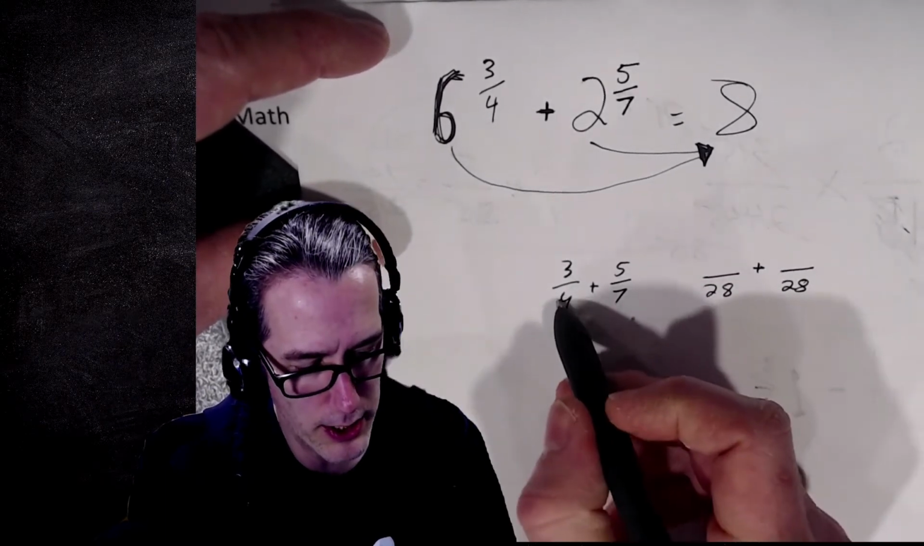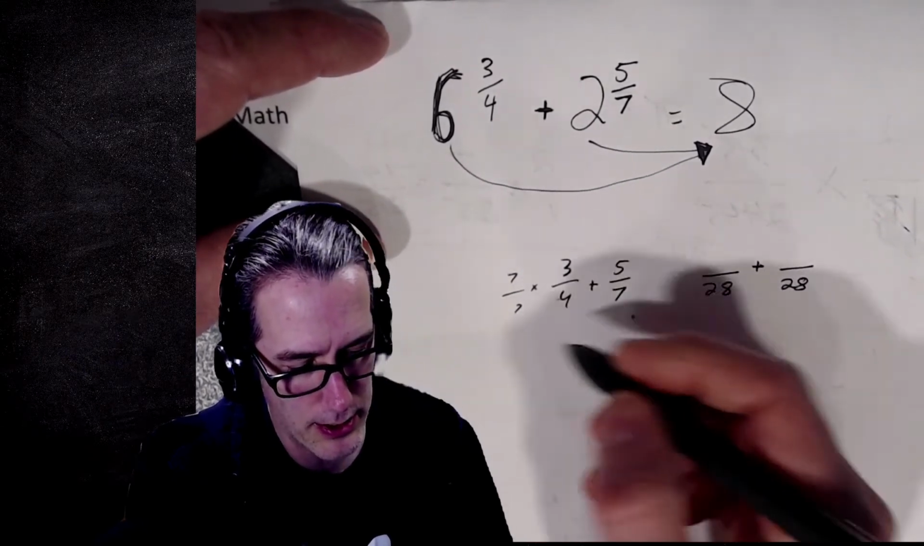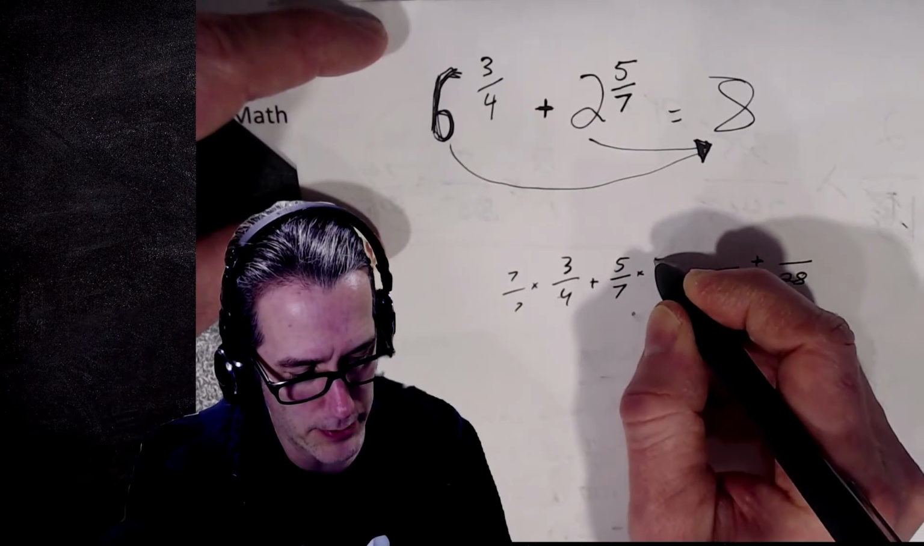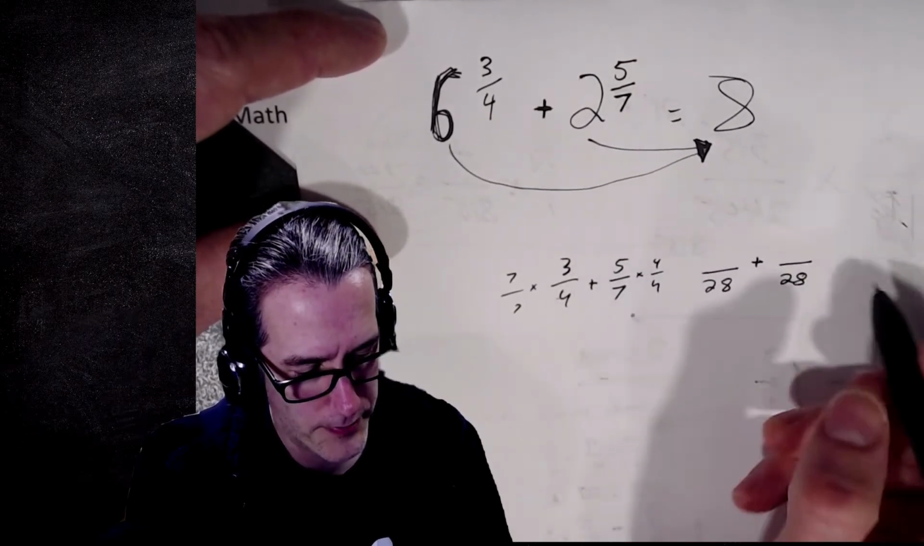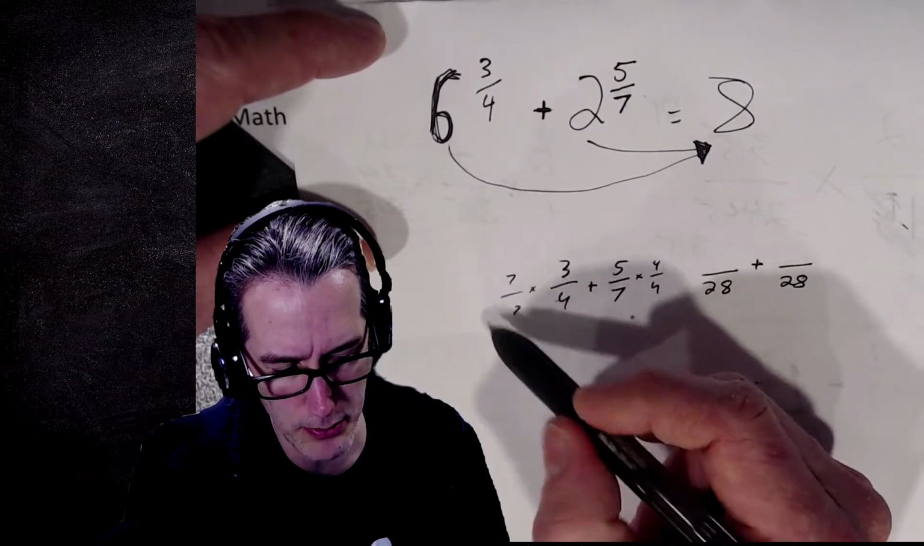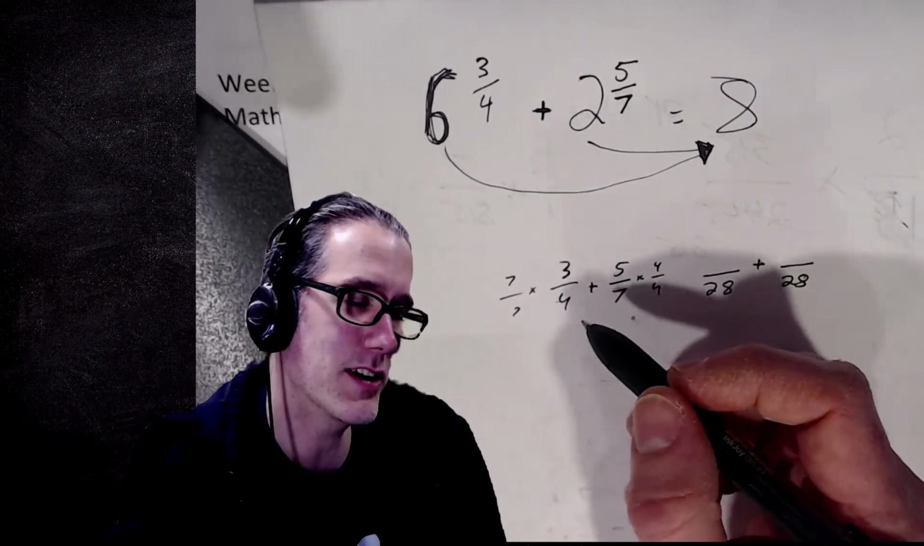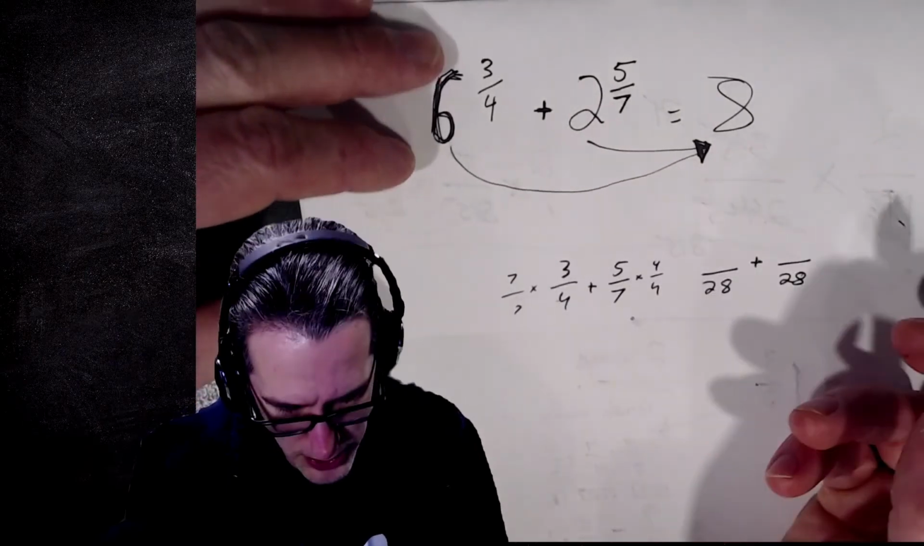All right. So what did I do to the 4 to turn it into 28? I multiplied it by 7 over 7. And on this side, I multiplied it by 4 over 4. And as we mentioned in the last video, 7 over 7 is just 1, and multiplying something by 1 doesn't change its value. We're allowed to do this.